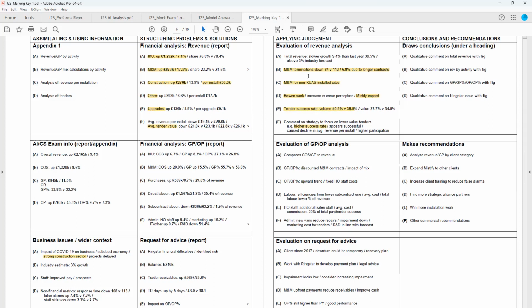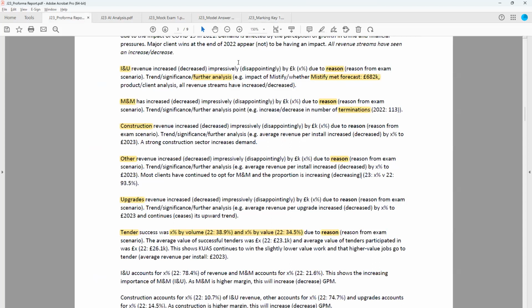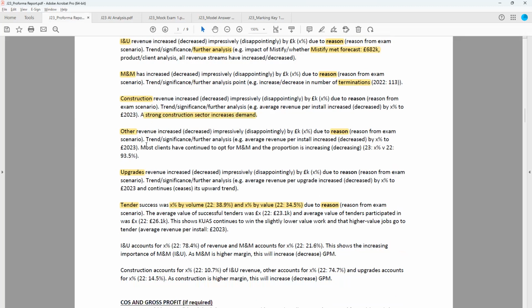Number, reason, further analysis, further insight point or trend, and then context point. So we're doing 4 things, every time. Number, reason, looking at some further analysis if you've got some more numbers or other information to work with, or picking out the trend or looking at the significance of a number, and then ideally being able to get some context points as well. The strong construction sector would be one, or most clients opt for M&M. I mean, that might be more further analysis.